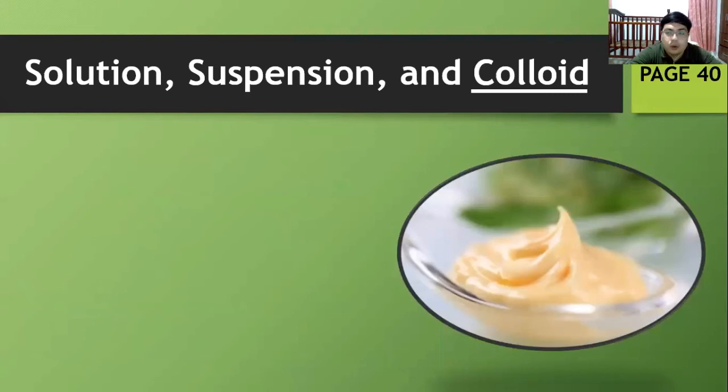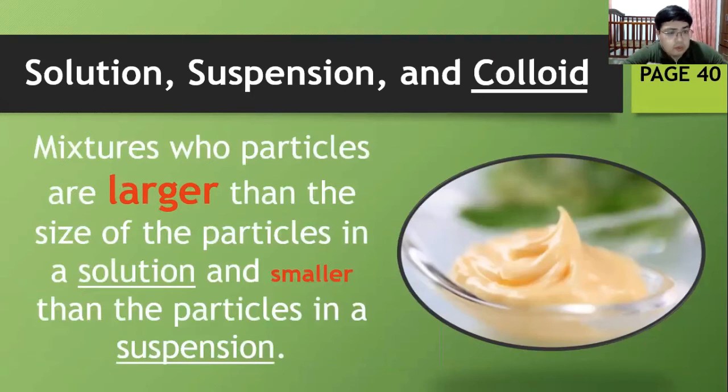Now, lastly would be colloids, which is on page 40 and 41. Now, there are also examples here of what colloids are, but making it simple for you guys, colloids are mixtures whose particles are larger than the size of the particles in a solution and smaller than the particles in a suspension. So I'm not going to expect you to understand it immediately. So we're going to have examples here. So checking your book, you can see that the example there would be milk.